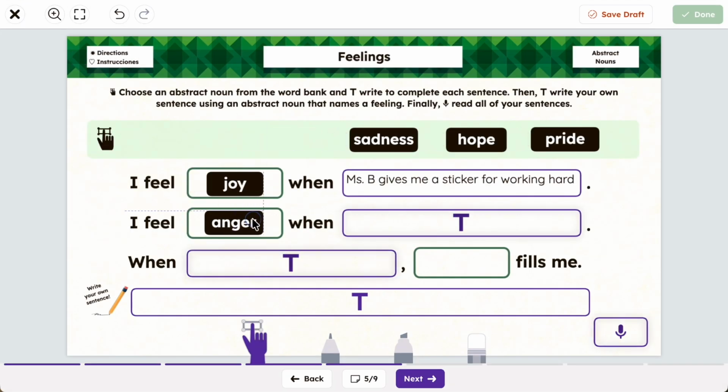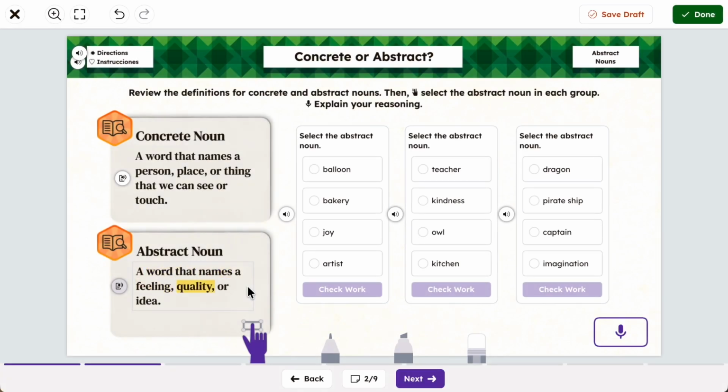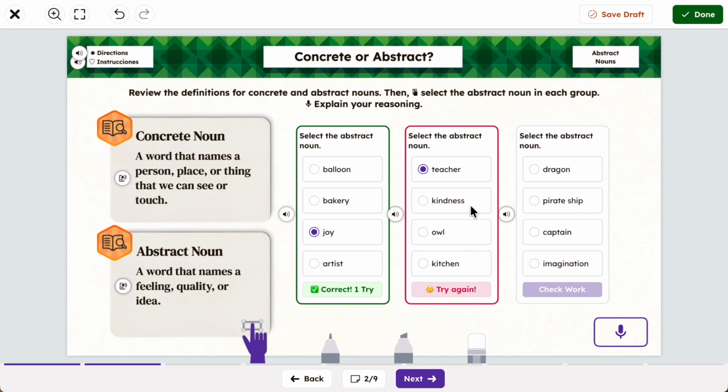Parts of a sentence lessons empower your students to identify and use parts of speech in isolated sentences and in their own writing. Built-in formative assessment scaffolds students' understanding and provides you with powerful insights to support their learning.